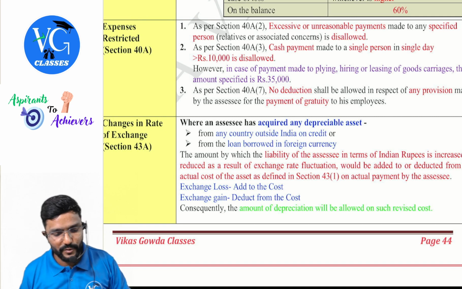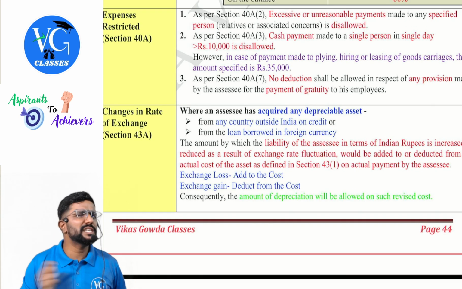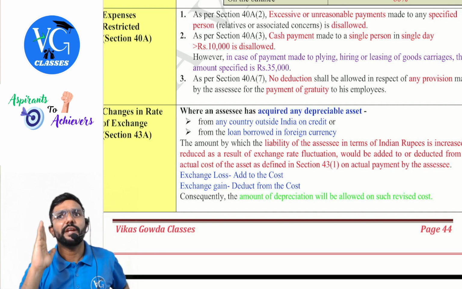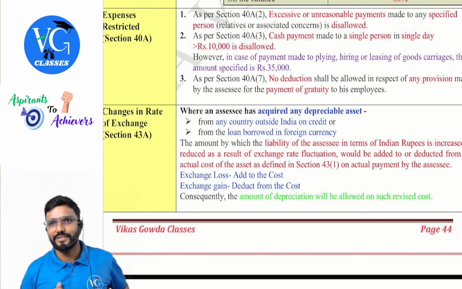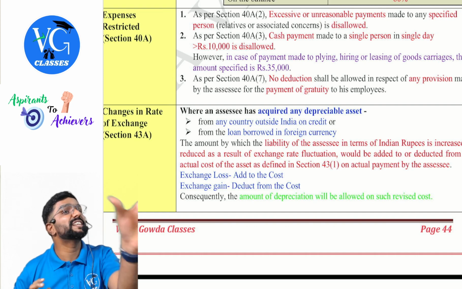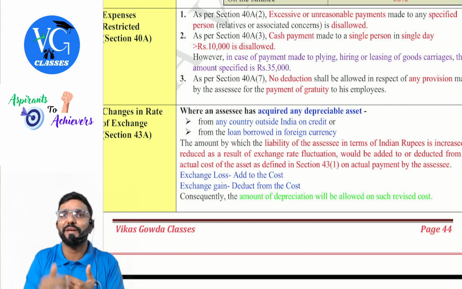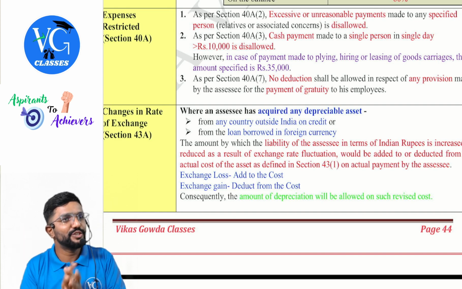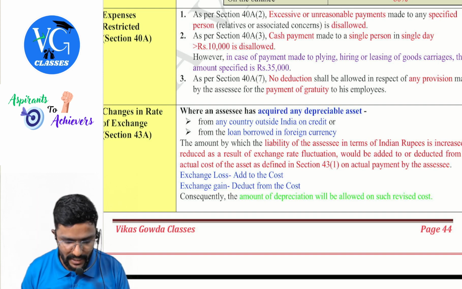Yes, we'll proceed. Section 40A(2) says that if you pay unreasonable amounts to your relatives or associated concerns, then it is disallowed. How much? Full amount? No, whatever is unreasonable. Now assume for my business, I made some payment to my brother, 10 lakh, but the fair expenditure at arm's length price is only 6 lakh. How much is disallowed? 4 lakh would be disallowed, guys.